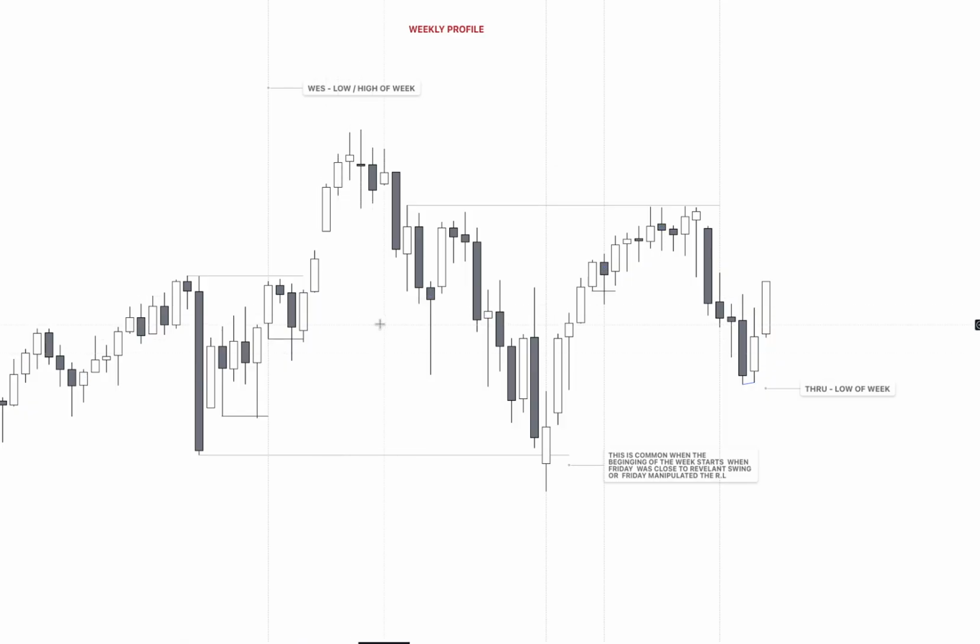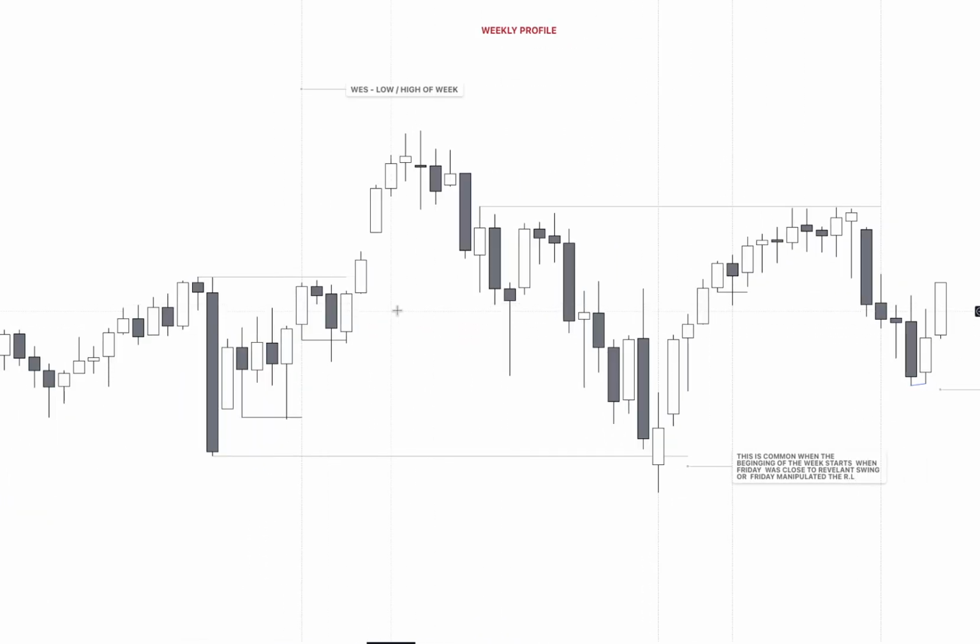In this week, when you see that you have a Wednesday closing like this, you can anticipate this to be the Wednesday low of the week. So it gives you more confidence looking for Thursday and Friday to continue higher, right?